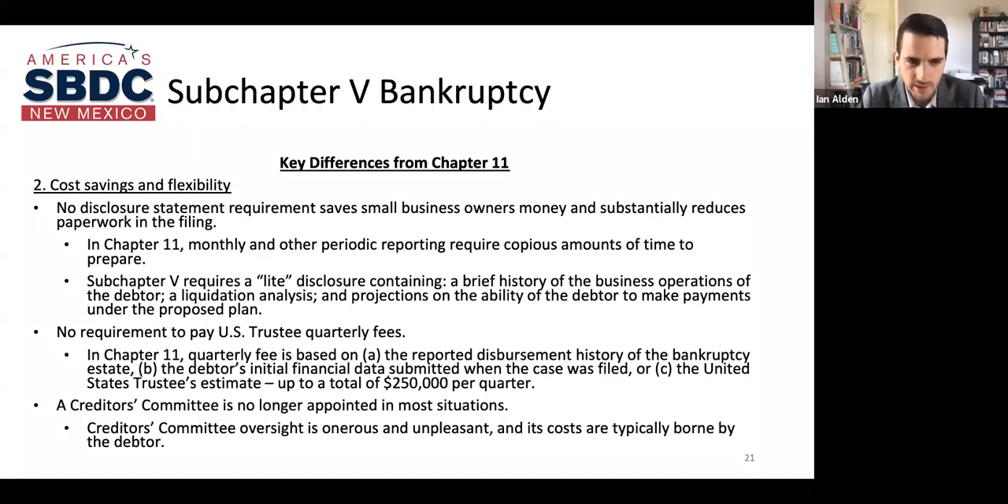Why don't you just liquidate? I mean, creditors committees, for lack of a better term, they can be quite obnoxious. And so it's nice not to have to deal with one. Like I said, you might still have to, but they're kind of rare in Subchapter 5s.